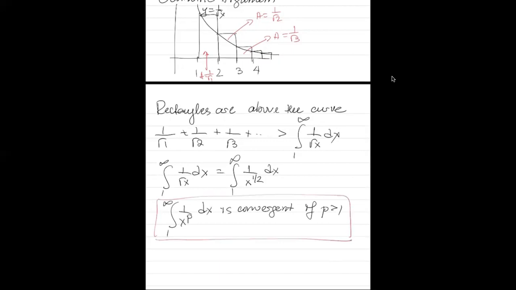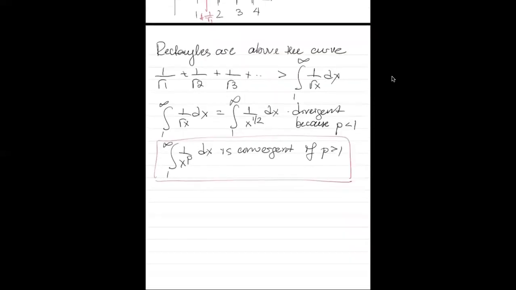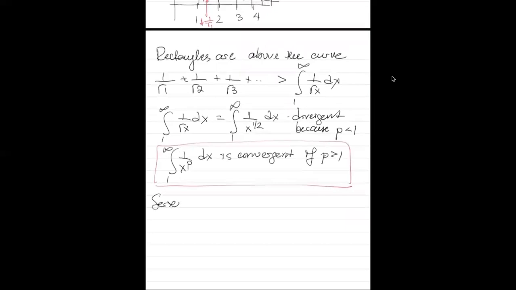We learned that previously. So if we use this, then in our case here, this is divergent because p is less than 1. It's 1/2. So this is divergent. So we can say now that our series, the sum of 1 over square root of n from 1 to infinity, is divergent.